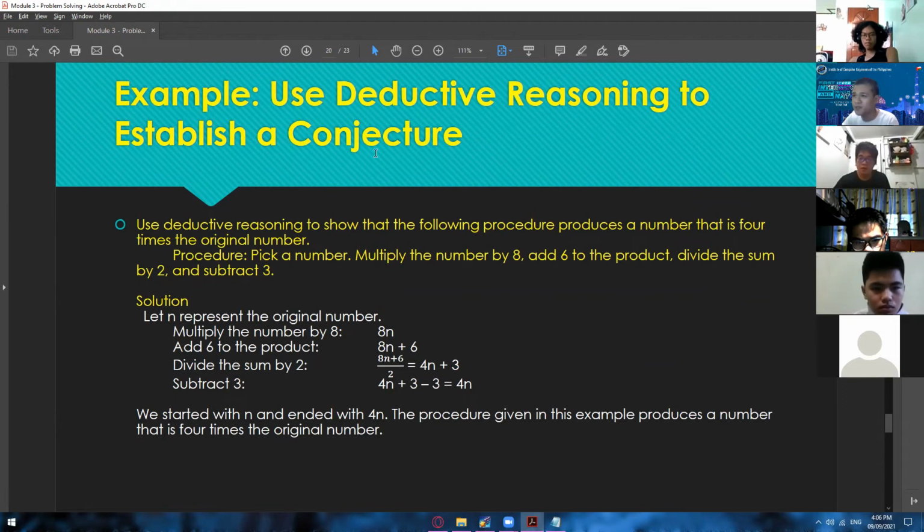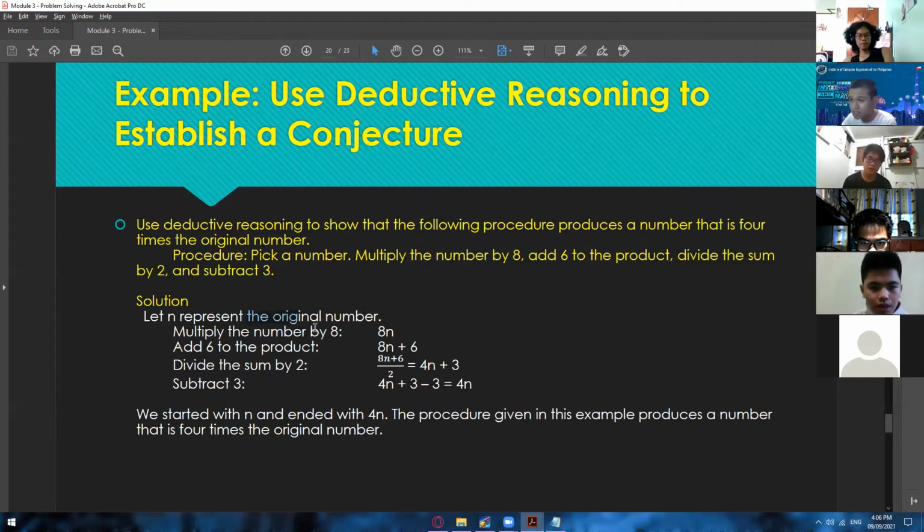So we use deductive reasoning to establish a conjecture. We use deductive reasoning to show that the following procedure produces a number that is 4 times the original number. So here, we are going to prove that the one that we had a while ago is actually true using deductive reasoning. So here are the procedures: pick a number, multiply the number by 8, add 6 to the product, divide the sum by 2, and subtract 3.